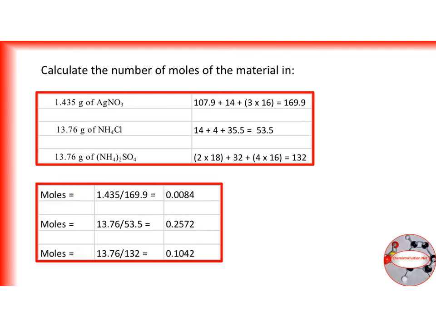So here we go. The number of moles is going to be the mass divided by the molar mass. So for silver nitrate, it's 1.435 divided by 169.9, and so on, ammonium chloride and ammonium sulfate. And if you do that, you get those results there.